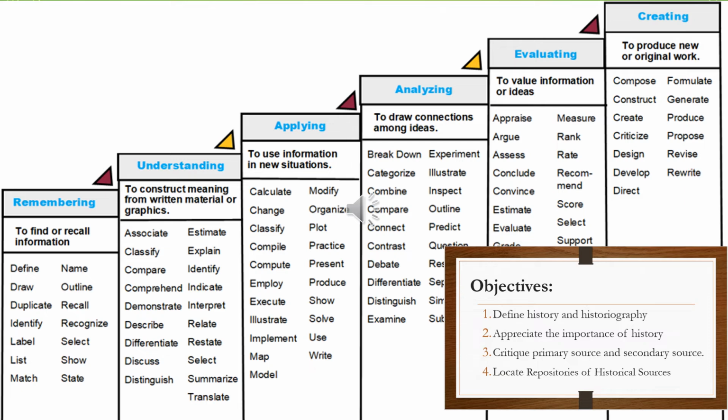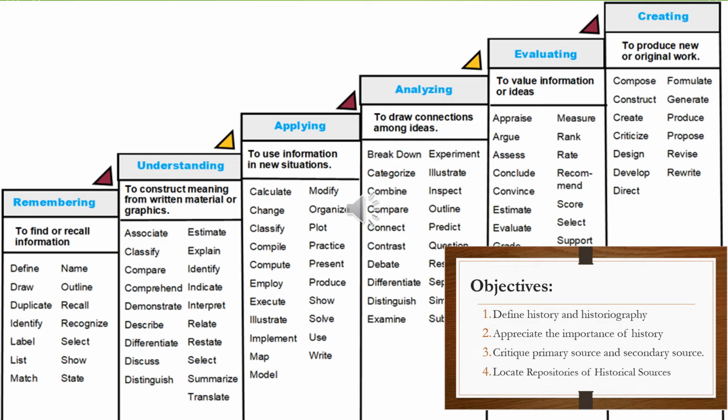How are you going to use this Bloom's taxonomy, class? So remember that we have the three domains of learning. Number one, the knowledge or the cognitive, number two, the affective domain, that is the attitude or the feelings or emotion, and third is the psychomotor, it is the skills. So in making your objectives, class, as much as possible there should be all three. So for example, class, in my history subject, we have number one, define history and historiography. So define, class, that is the cognitive domain. Number two, appreciate the importance of history. Appreciate, it deals with the feelings or emotions of the student. So that is the affective domain.